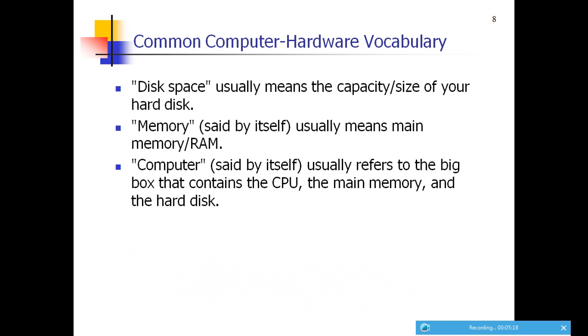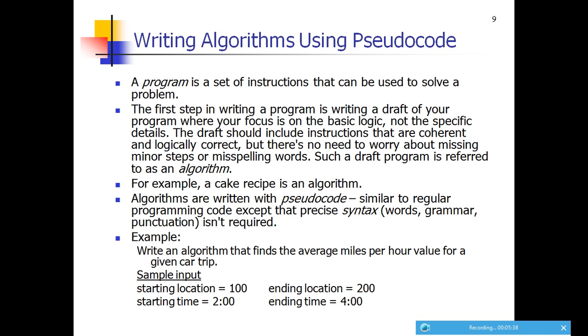So, common hardware vocabulary. Disk space usually means the capacity size of your hard disk. Memory usually means main memory, the RAM. Computer by itself usually refers to the big box that contains the CPU, the main memory and the hard disk.